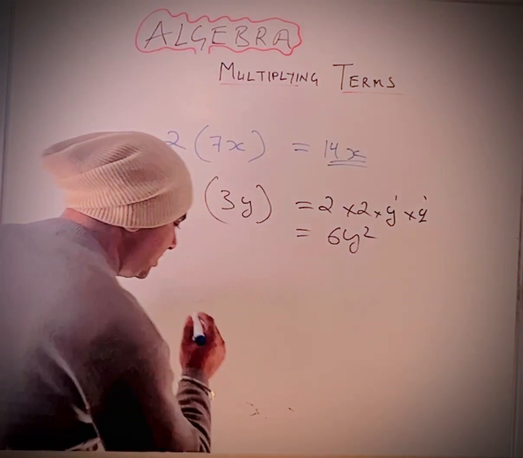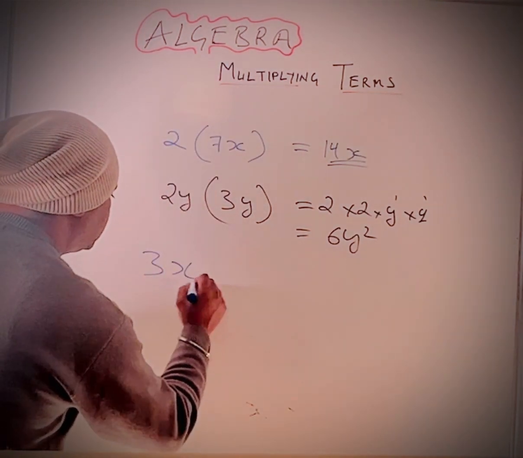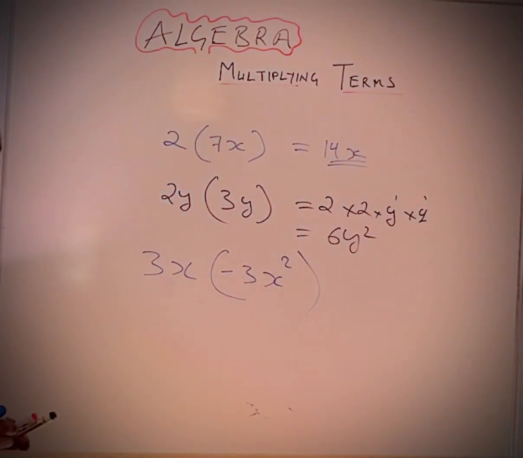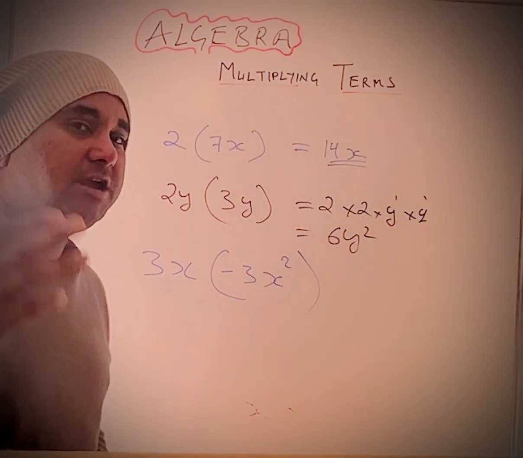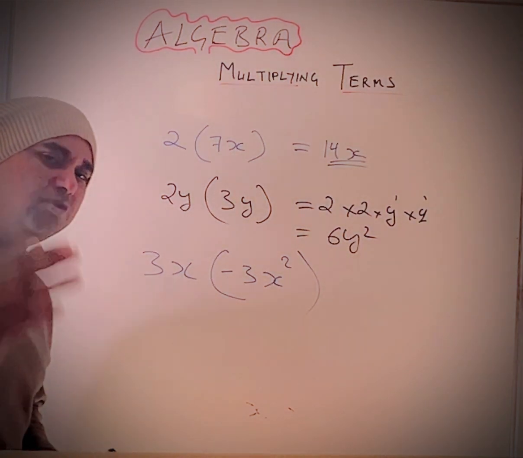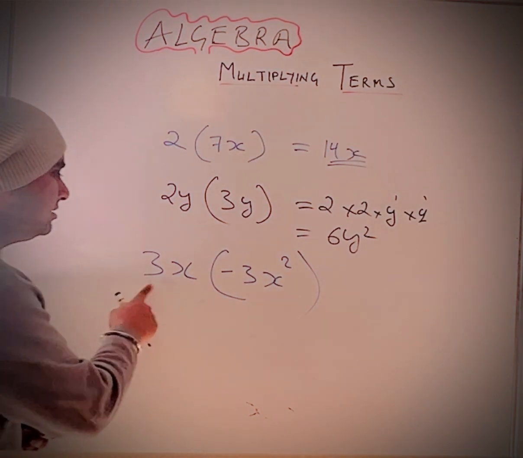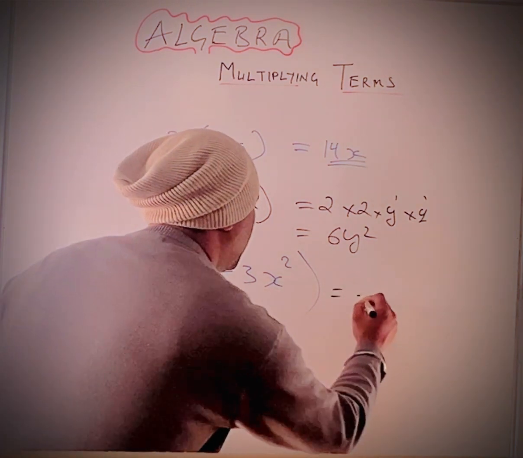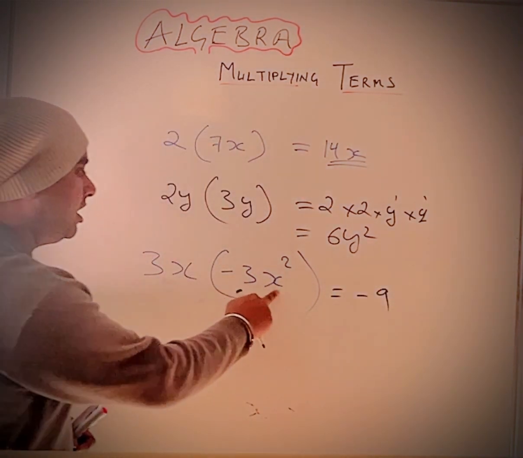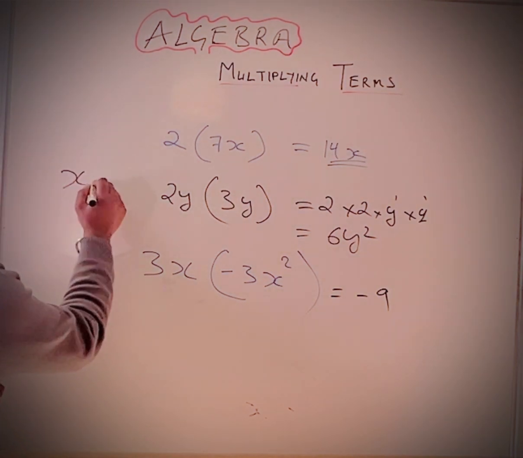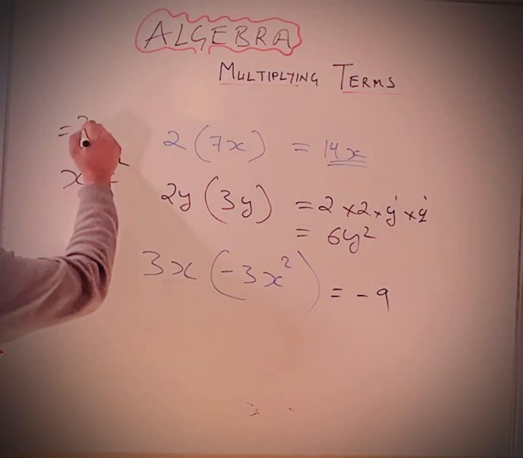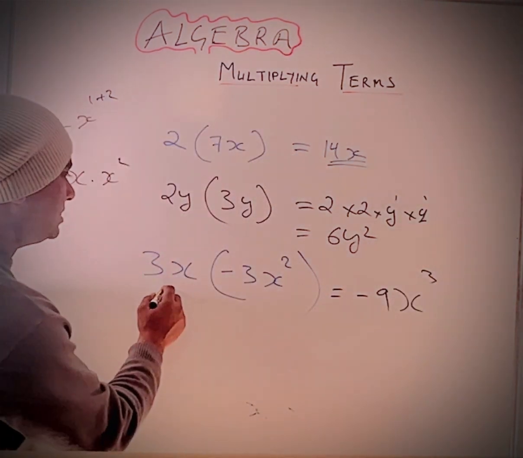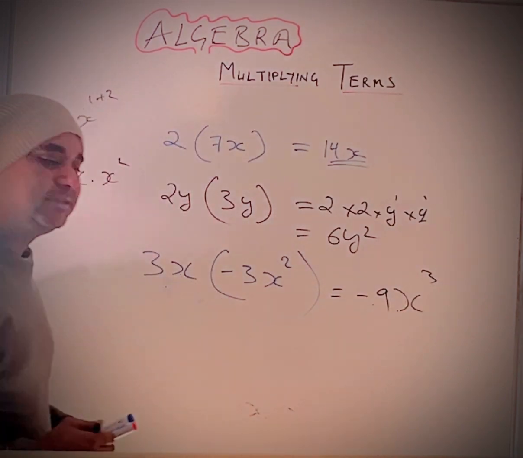Let's do another question. Let's say you have 3x times minus 3x squared. Here we have a negative sign, and you cannot ignore negative signs in mathematics. You know that very well, right? So, what's 3 times minus 3? Minus 9. What's x times x squared? The powers will be added, 1 plus 2, so that will be x cubed. So that will be minus 9x cubed.